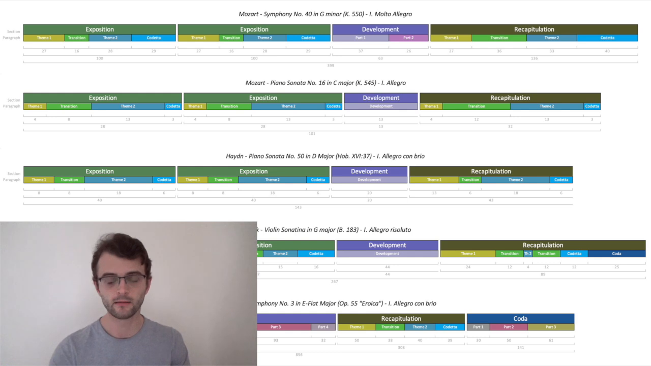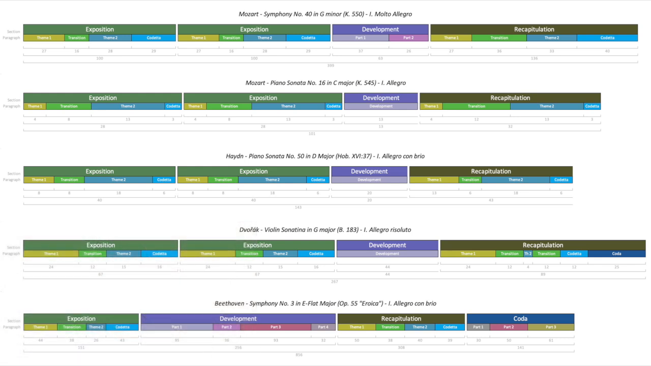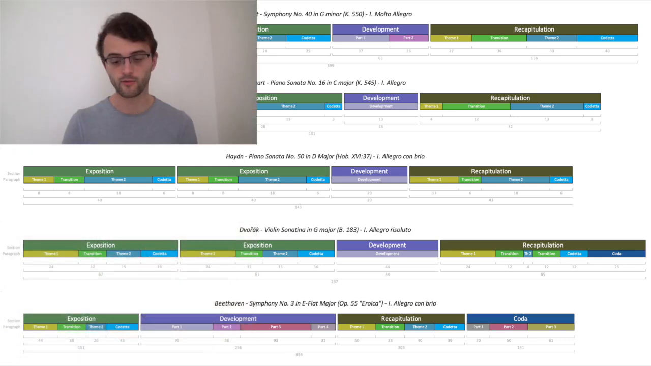In the piece by Haydn, the next one down, the recapitulation actually has a shortened transition, but an extended theme 1. The second one from the bottom is a piece by Dvorak. It looks very similar in format to the top 3 until the recapitulation, which looks quite a bit different.